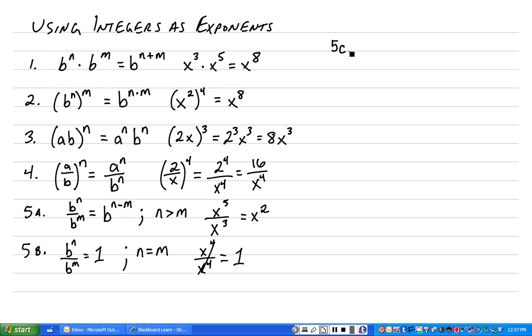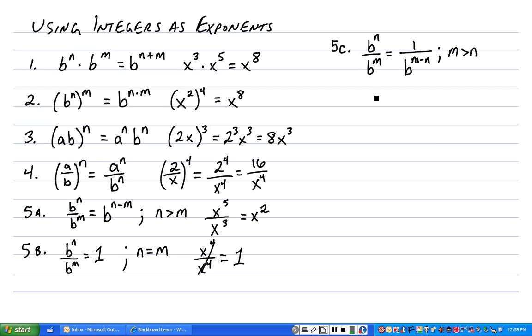5c. Once again, b to the n over b to the m. Now here we're going to get 1 over b to the m minus n, and this is the case when m is now greater than n. Now m is greater than n, so when your exponent in the denominator is greater than your exponent in the numerator, you do your subtraction and you write your answer in the denominator.